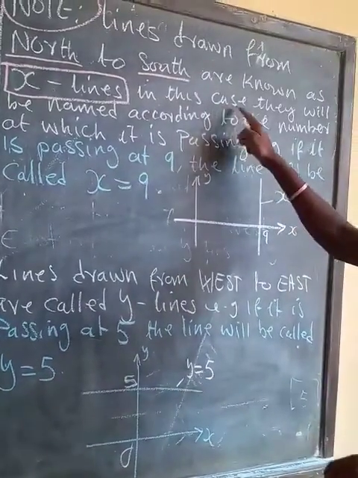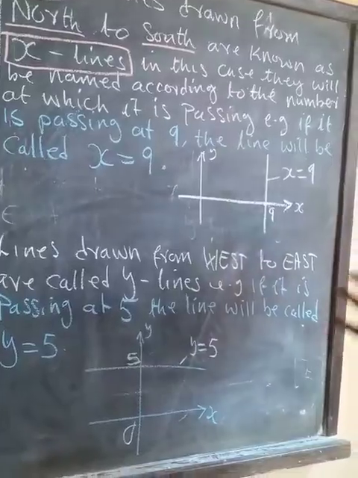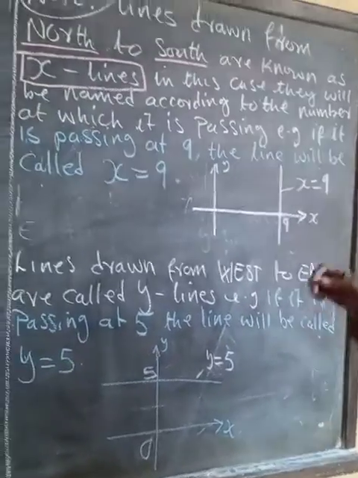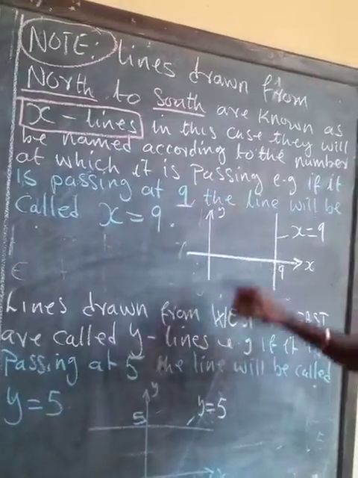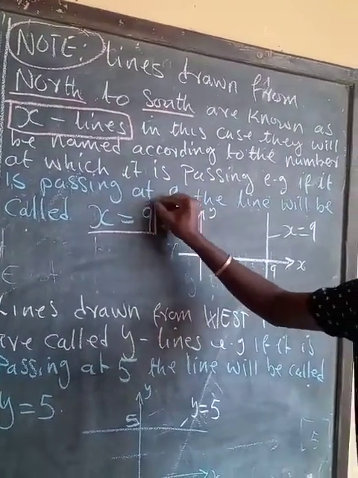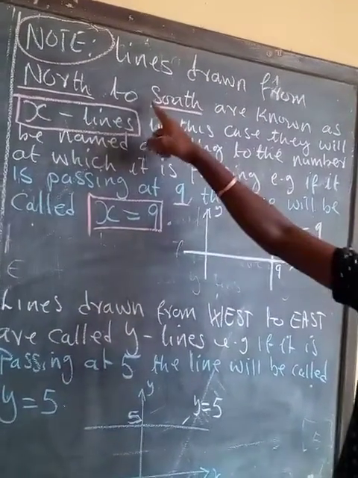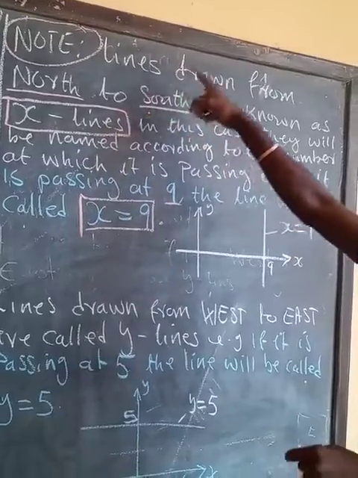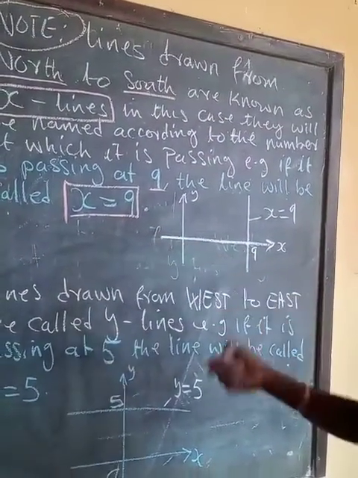In this case, they will be named according to the number at which it is passing. E.g., if it is passing at 9, the line will be called X is equal to 9. So you don't say Y is equal to 9 when the line is drawn from north to south, and then you name it as Y is equal to 9, you get it wrong.